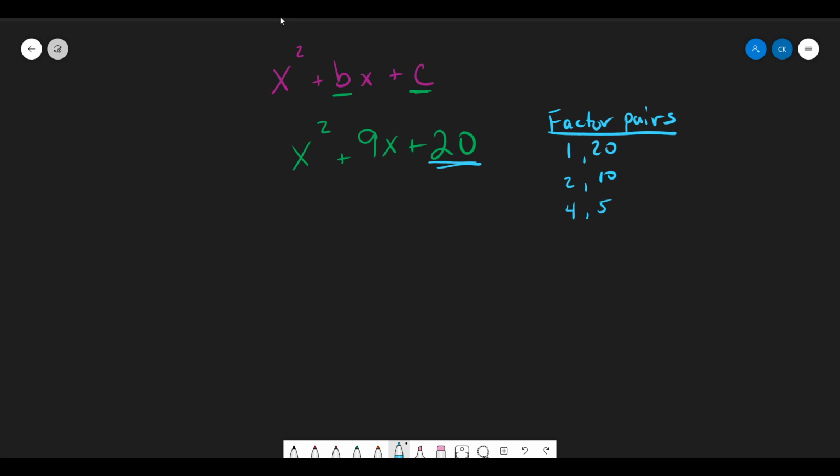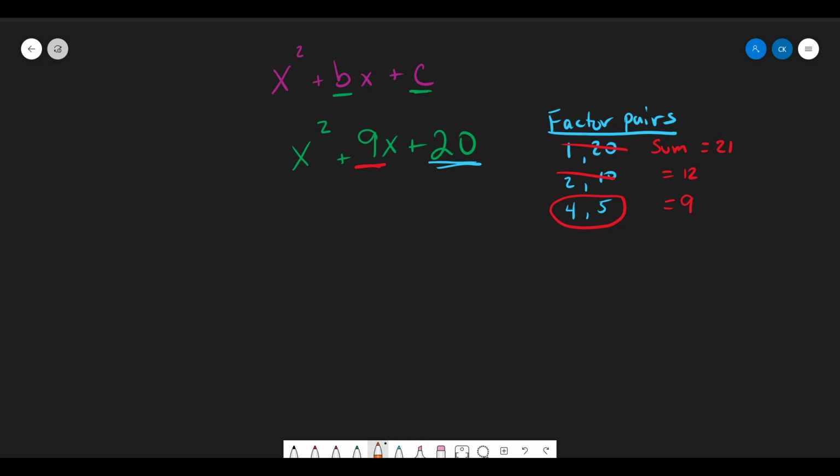Once I write out all of my factor pairs, I ask myself, which one of these pairs will have a sum that equals the middle term, that equals 9? When I add these together, 1 plus 20 gives me 21. That's not 9, so that's not the factor pair I want. 10 plus 2 is 12, still not the factor pair I want. But 4 plus 5 equals 9. This is the factor pair that works, that multiplies to give us c and adds to give us b.